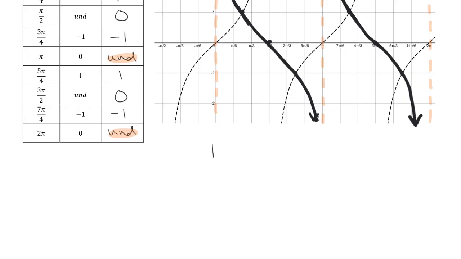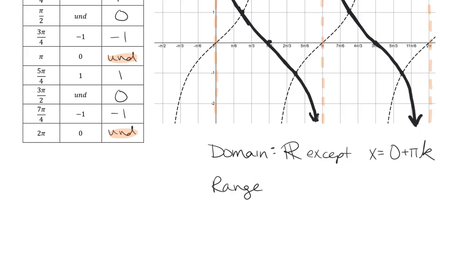The domain of this function is not all real numbers. Because we have these vertical asymptotes, we'd say its domain is all real numbers except for the places where I find those vertical asymptotes, which would be at x equal to 0 and every pi repetition after that. The range of this function, though, is unchanged. I'm still going from the very, very bottom of my number line to the very, very top, which means my range is all real numbers from negative infinity to infinity.